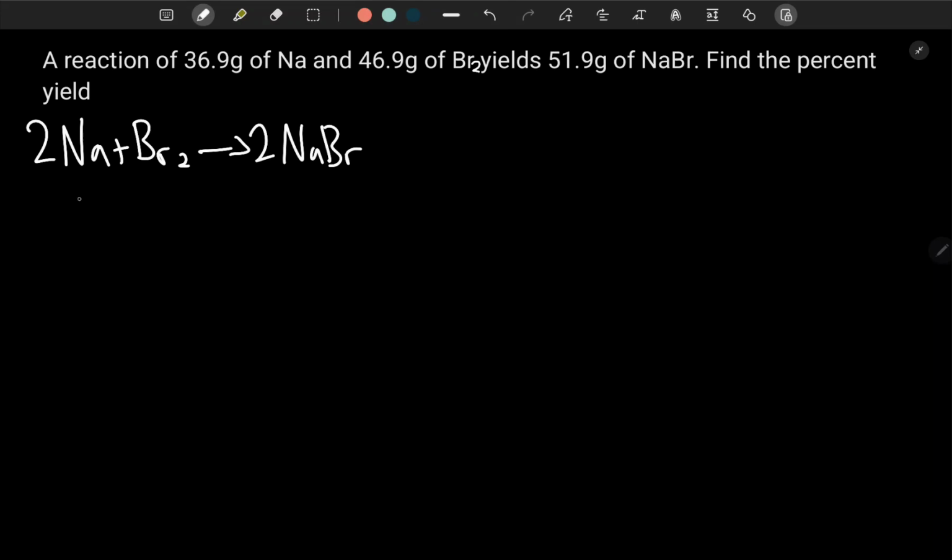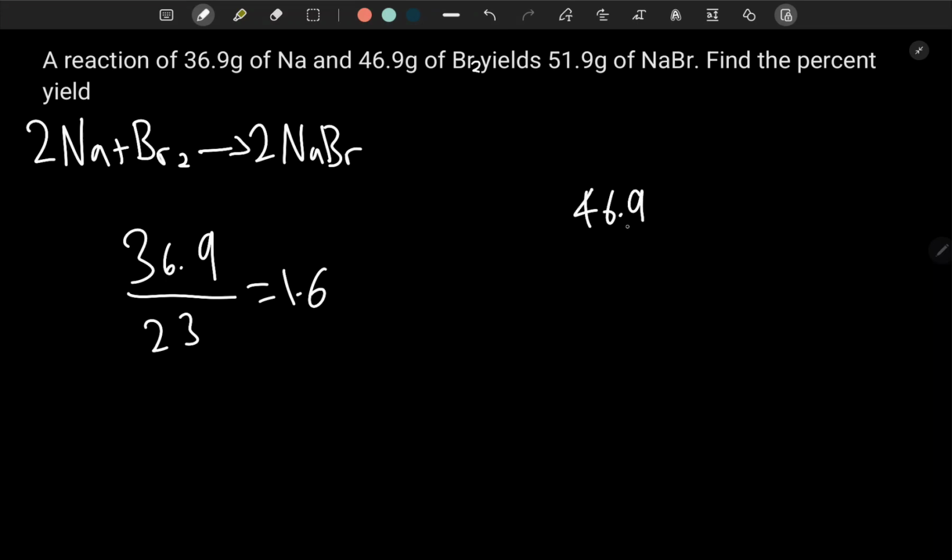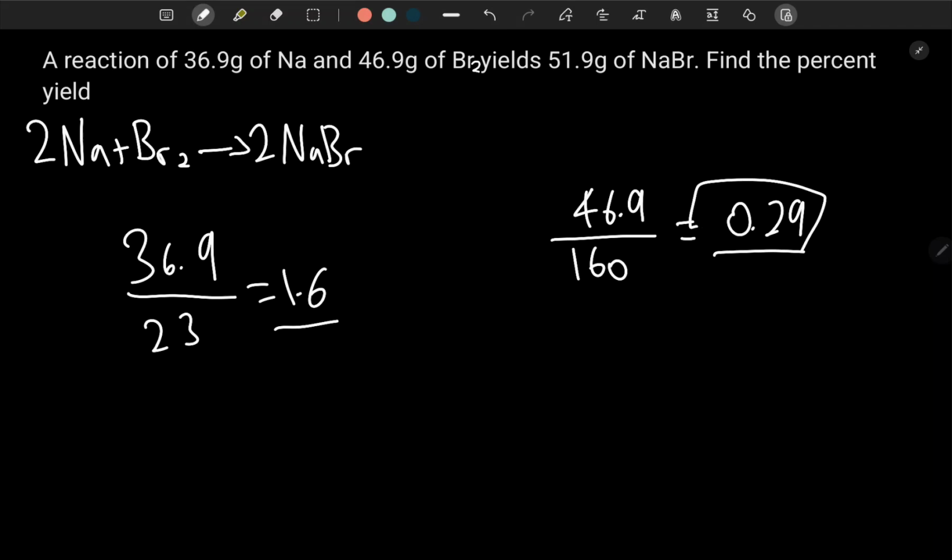We need to find the limiting reactant between Na and Br2. So let's convert these grams to moles. So it's going to be 36.9 divided by 23, which will give us 1.6. And for Br2, it's going to be 46.9 divided by 160. And you can get these molar masses from the periodic table, is equal to 0.29. So which of these numbers is less, and it's going to be the limiting reactant? It is going to be Br2, since 0.29 is way less than 1.6.